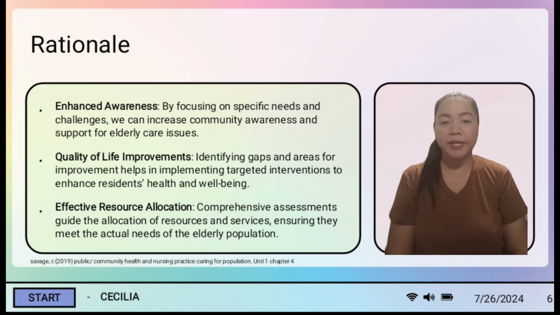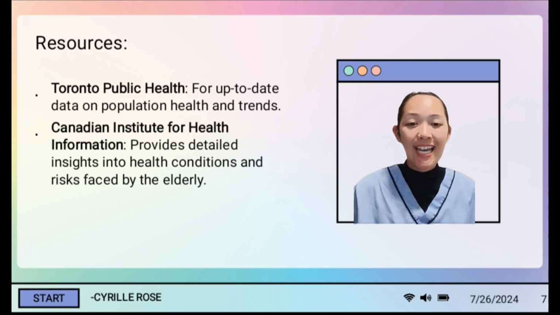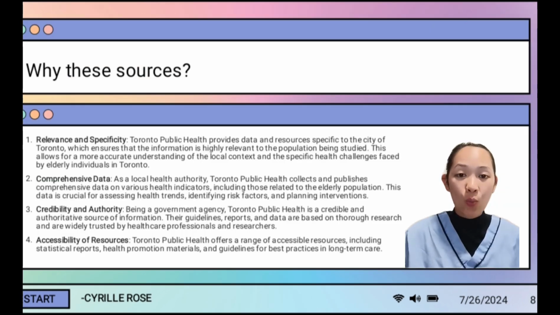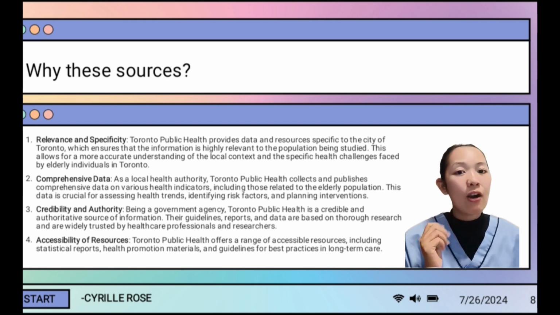Our resources are Toronto Public Health and the Canadian Institute for Health Information. Toronto Public Health is for up-to-date data on population health and trends, and the Canadian Institute for Health Information, or CIHI, provides detailed insights into the health conditions and risks faced by the elderly. So why these sources? First is relevance and specificity. Second is comprehensive data. Third is credibility and authority. And fourth is the accessibility of the resources.